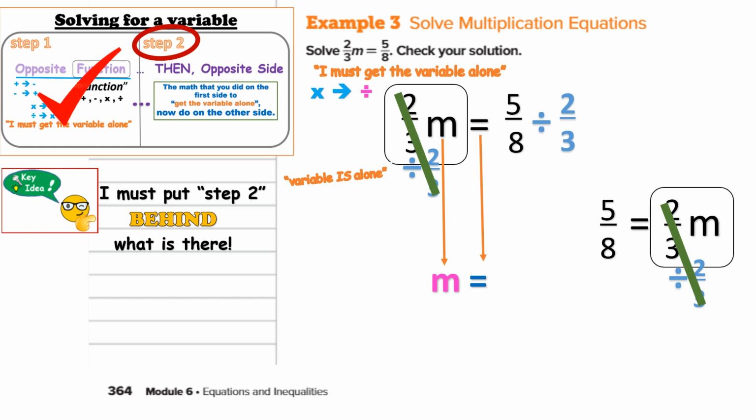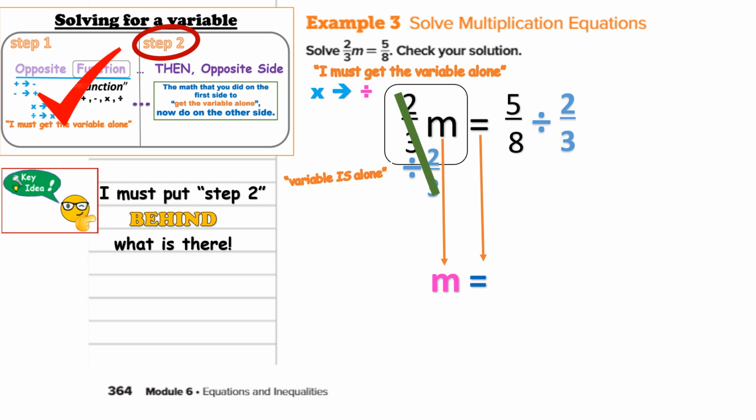Then when I go to the opposite side, I have to stop myself. Instead of just throwing it out in front, I have to say, well, wait a minute. I have to put it behind whatever is there. That means my first step is to slide the 5/8 over. Then I can put divided by 2/3. If I don't do that, guys, you're going to end up with the reciprocal of the answer, which is not the right answer. So we have to make sure that we put our math behind whatever is there in my step 2. Once I have that, then we can continue with our math.